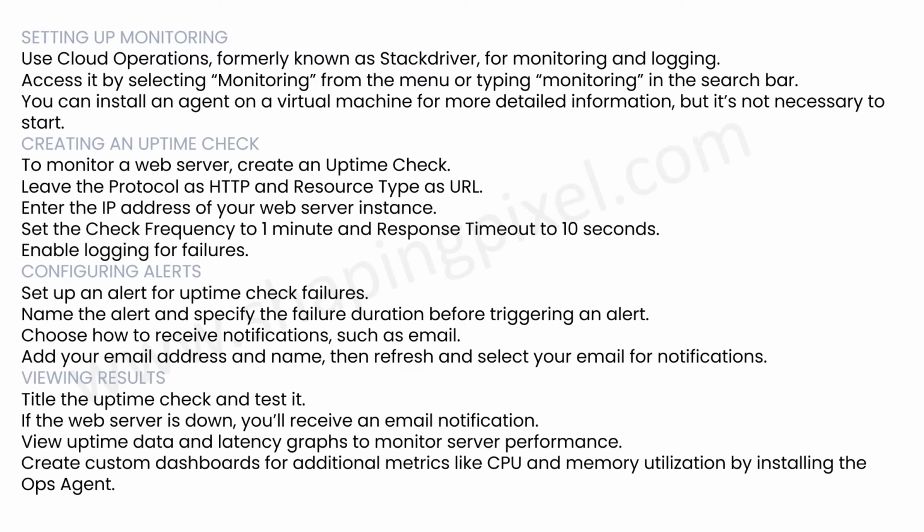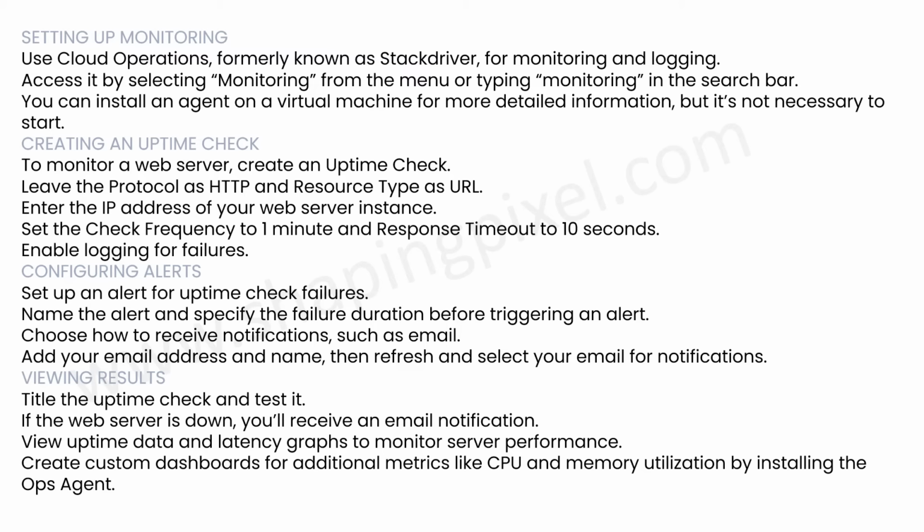To monitor a web server, create an uptime check. Leave the protocol as HTTP and resource type as URL. Enter the IP address of your web server instance. Set the check frequency to 1 minute and response timeout to 10 seconds. Enable logging for failures. Set up an alert for uptime check failures.